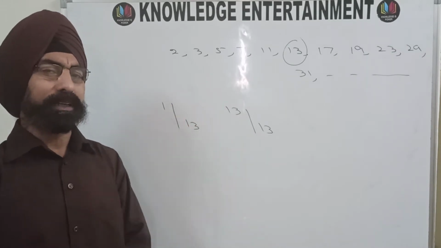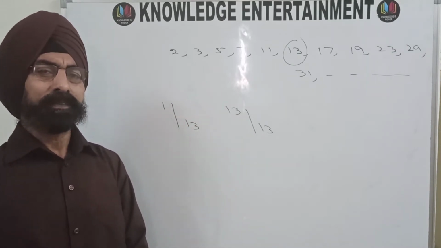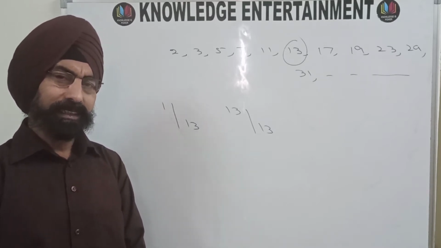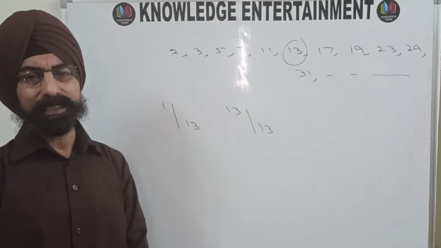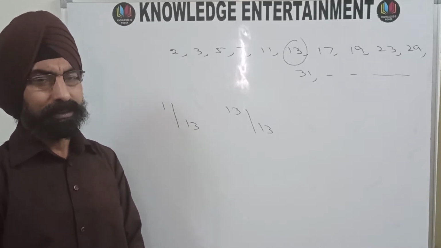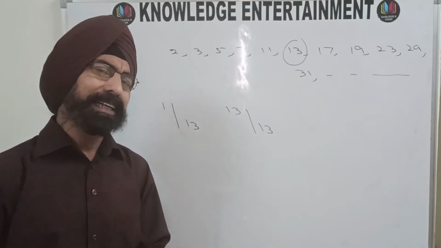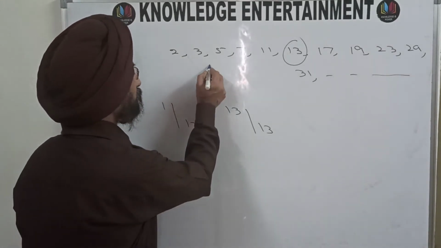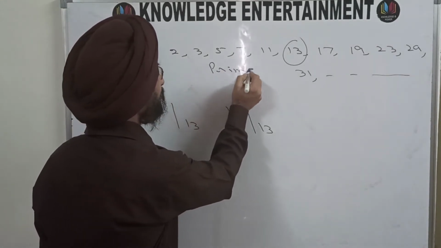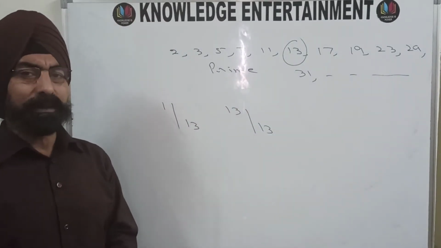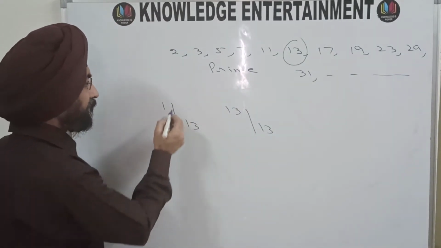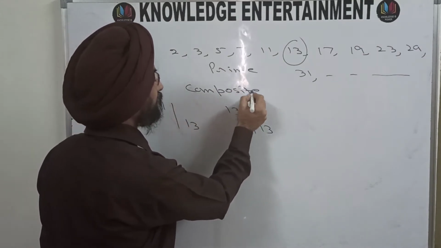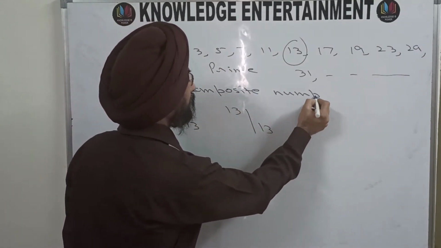So any integer which has only two divisors, 1 and the number itself, is called a prime number. And all the other numbers which are not prime will be called composite. So these are prime numbers and the complementary set. That means the numbers which are not prime will be called composite numbers.